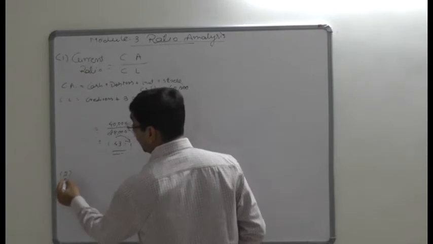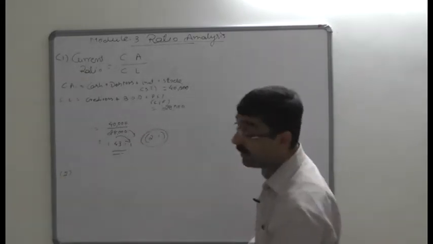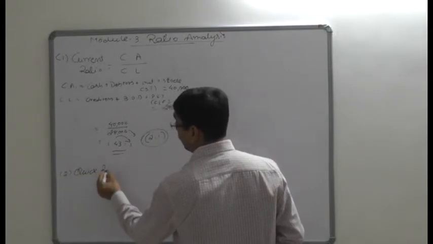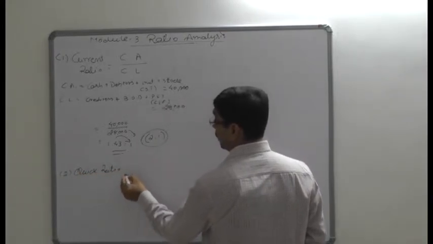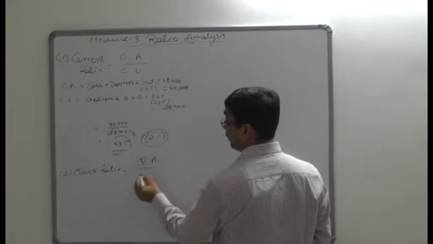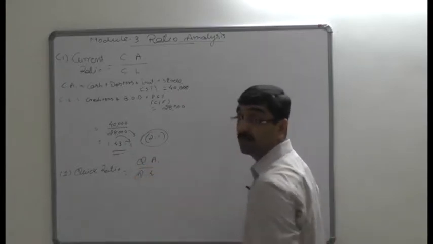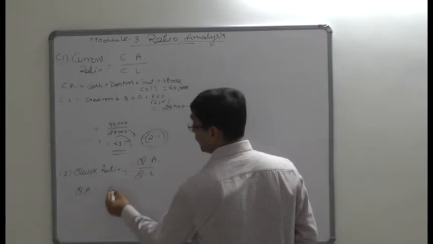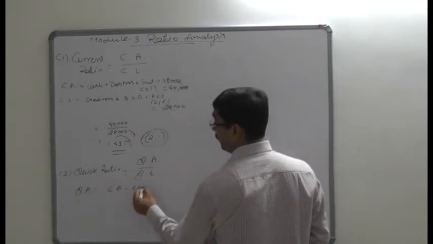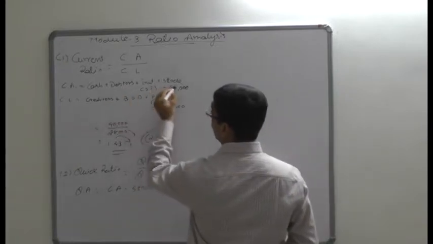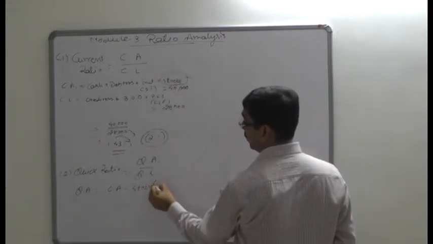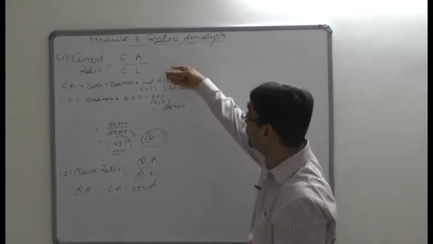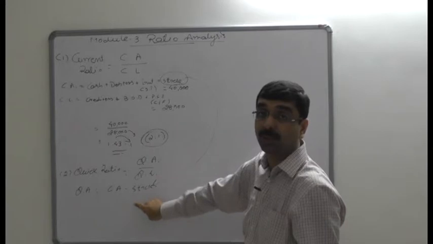Now see, the next ratio is quick ratio. The formula of the quick ratio is quick assets divided by quick liabilities. Now what is the formula of quick assets? The quick assets formula is current assets minus stock. It means that the stock would be removed from the current assets, and that is your quick assets. So except stock, all are considered under the quick assets.